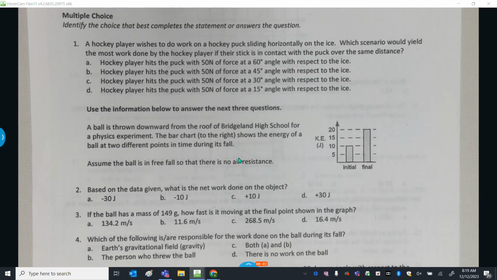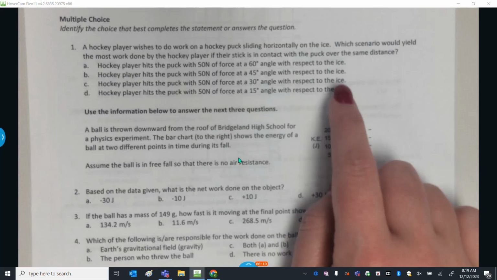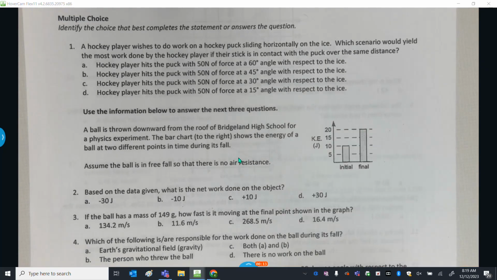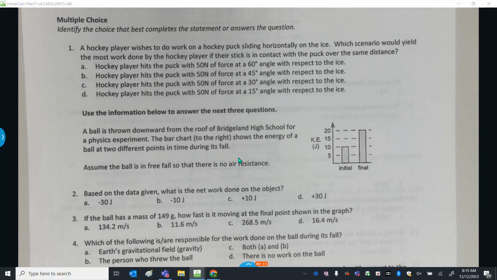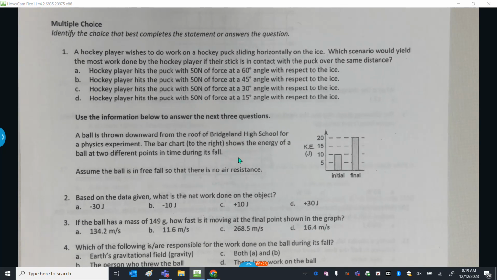So this is the Unit 6 quiz, Kinetic Energy, Work, and Power, and this is Form A. I'm going to go through these, starting with number 1. Again, if you don't have Form A, please find this question on your quiz paper. You might have to go to the next page if it's not on your first page, but you're looking for a question about a hockey player wishing to do work on a hockey puck.